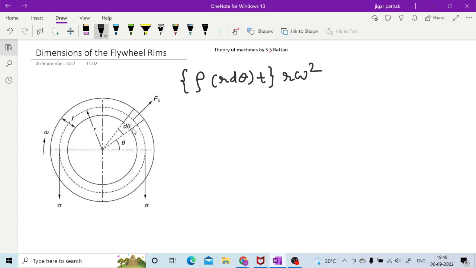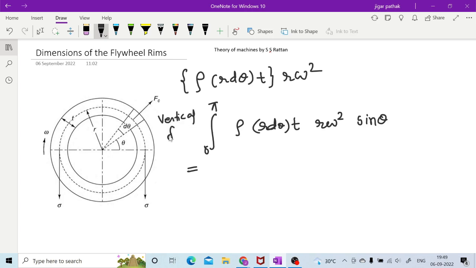So this can be the force acting on that particular element, right? Now if you think about the vertical force acting per unit length, it can be integrated from 0 to pi with whatever we have written here, rho r d theta t r omega square sine theta, right? That will be the vertical component, the vertical force per unit length.